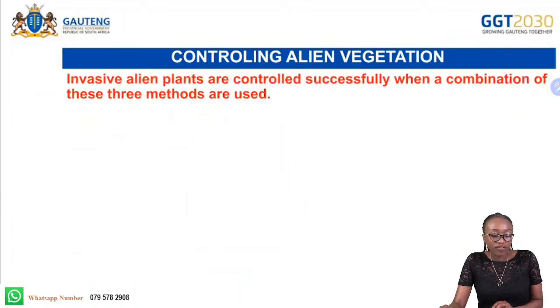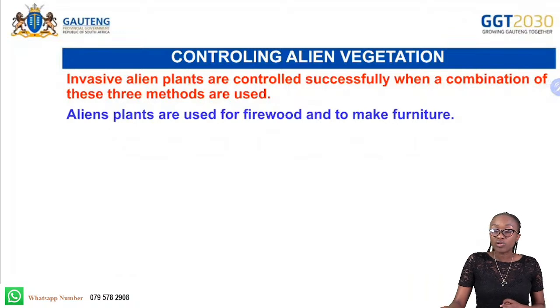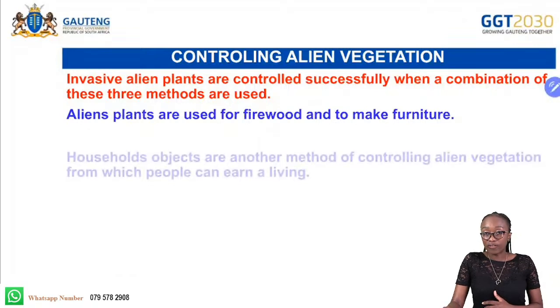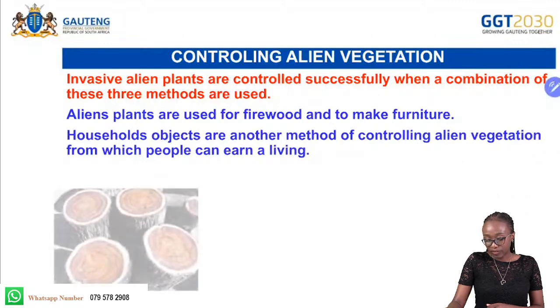Now, invasive alien plants are controlled successfully when a combination of the three methods is used: biological control, chemical control, and mechanical control. However, you can also use them for firewood and to make furniture. This is more of a mechanical control. And making of household objects is another way of controlling the alien vegetation.